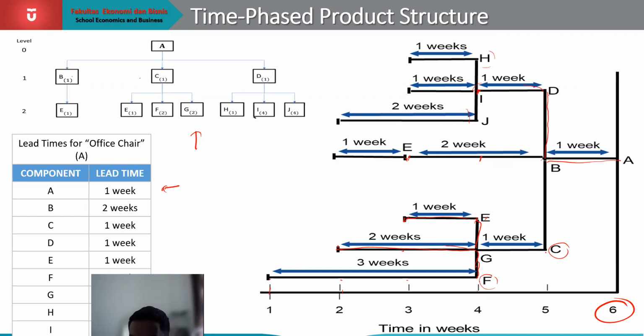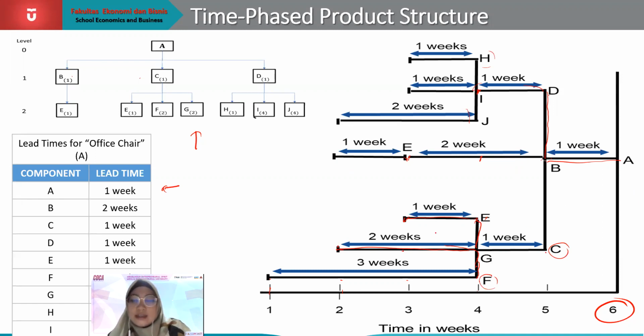Do you have any questions again before we move to the MPS? Okay, what is the use of these lead time structures? Not only to know how many weeks you need to make the 25 office chairs, but you also need these structures to determine the sequence or the list of components.